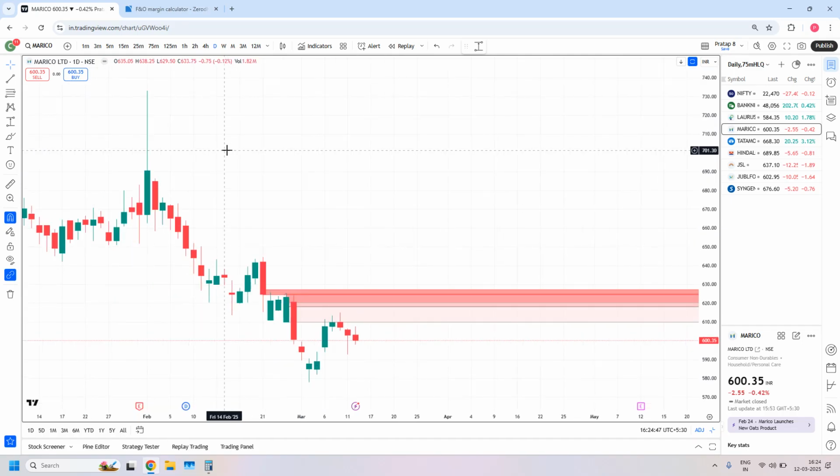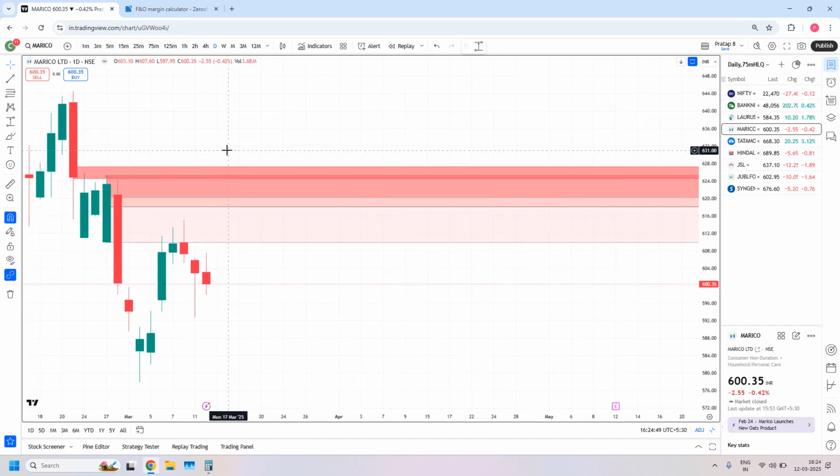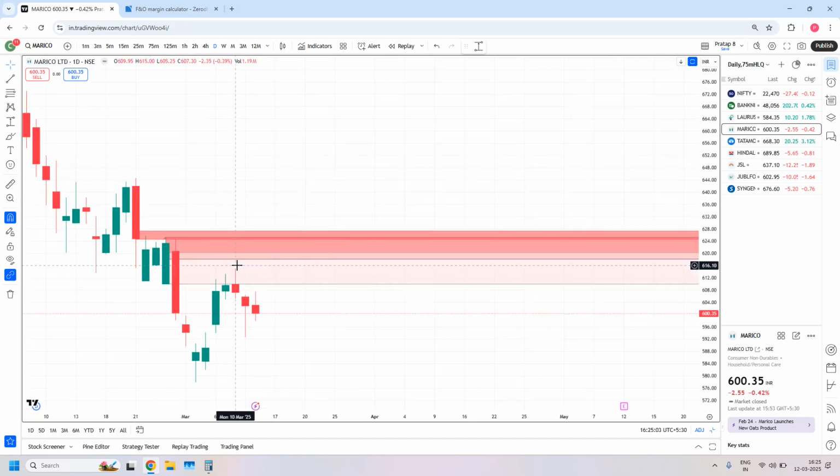How the software identified it. See, very interesting here. It looks like a rally candle, but it is considered part of the base because, according to the software, it is a medium size candle. Software recognized this as a medium size candle.